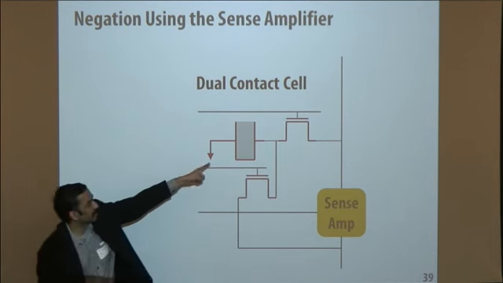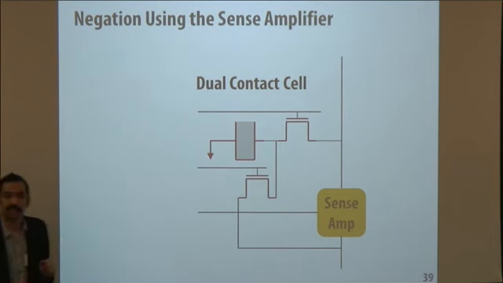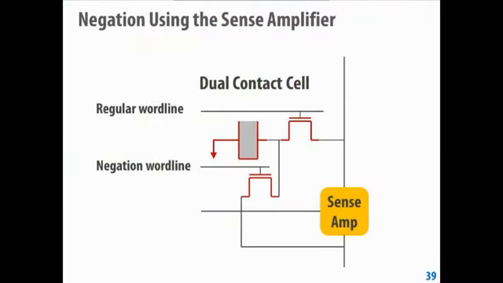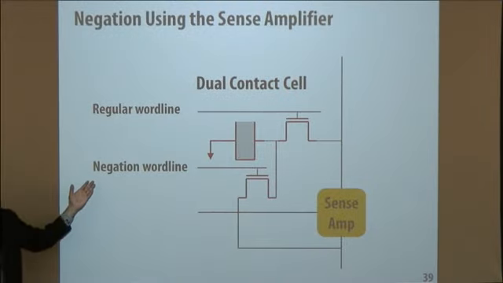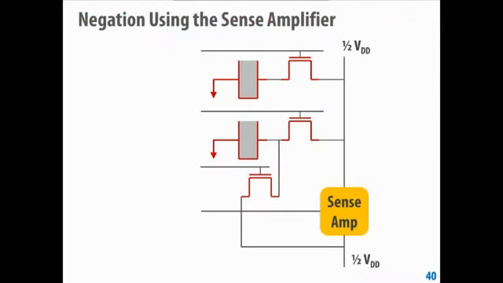One transistor connects the cell to the bit line, the other transistor connects the cell to the other side of the sense amplifier. And we call the word line that controls the transistor that connects the cell to the bit line the regular word line, and the other word line the negation word line. Now let's look at how we can take a source cell and store the negation of the source cell into the dual contact cell.